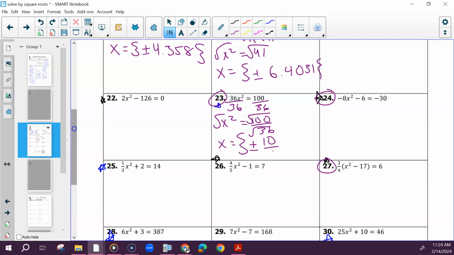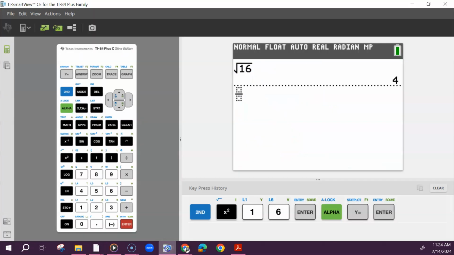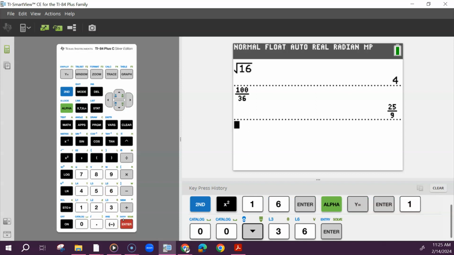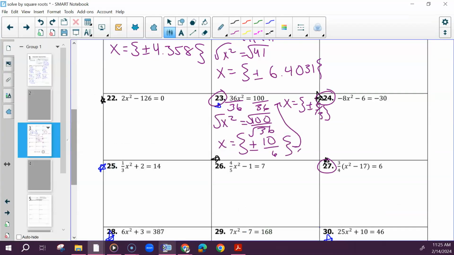But we also want these simplified. So 5-3. 5. What you also could have done is simplified it first. You would have got 25 over 9, and then you could have done the same thing, and you would have got 5 and 3. So either or for that one. Okay. Questions on 23?